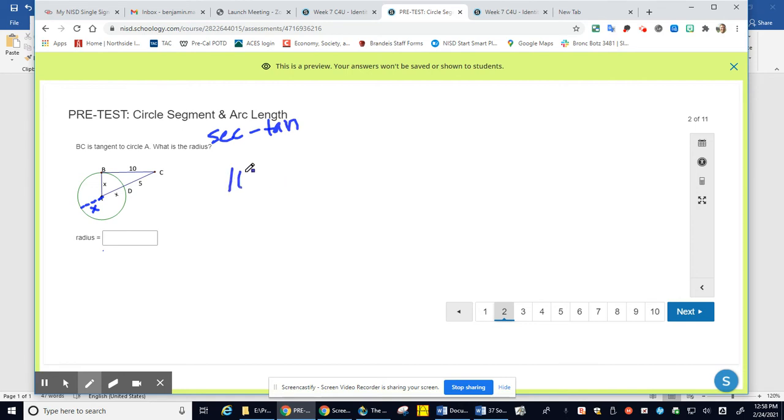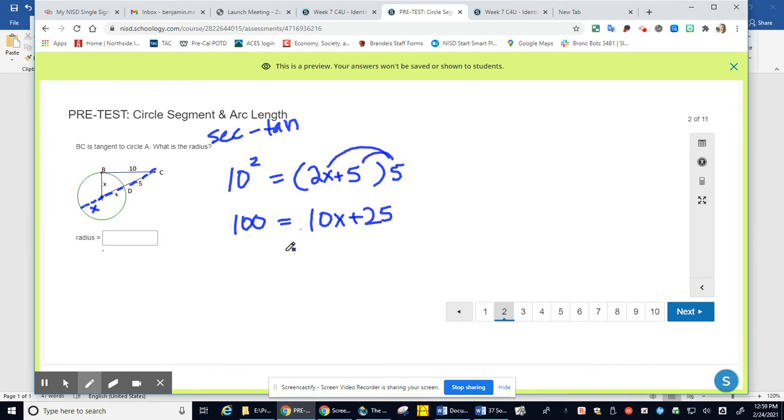Remember, that's the tangent squared, right? The tangent part squared equals the entire length times the outside portion. The entire length of this secant is 2x plus 5, and the outside portion of the secant is 5. Now I'm going to solve this equation. 10 squared is 100. Distributing over here gives me 10x plus 25. So 75 equals 10x, so x equals 7.5, and that is the length of your radius.